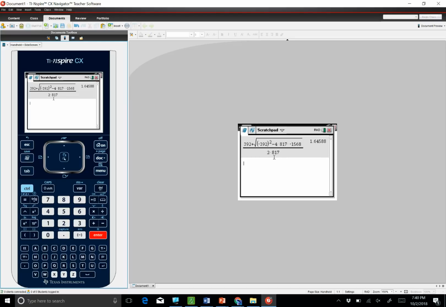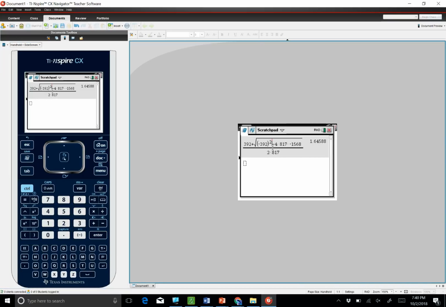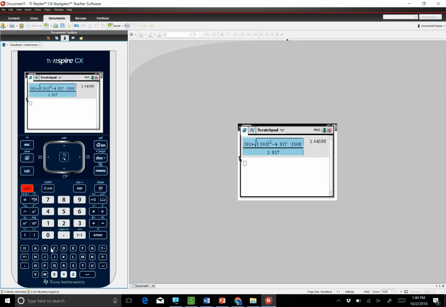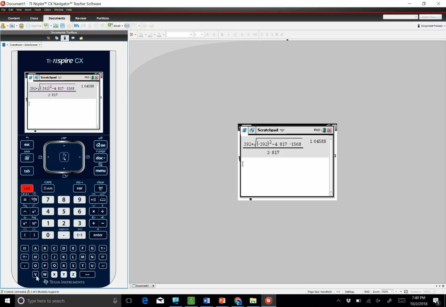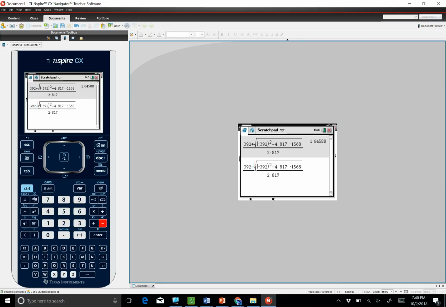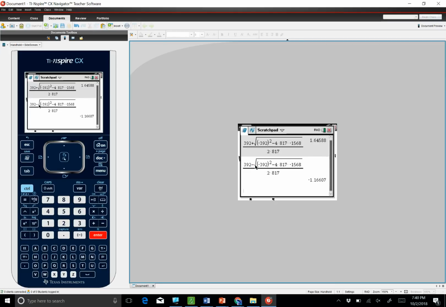There's one of my numbers. Okay. And then I'm going to do my copy and paste. So I get it highlighted and do Control C, maybe. And then click in this little cursor guy here and hit Control V. And then I'm going to switch this plus sign to a minus sign, and then that gets me my second answer.